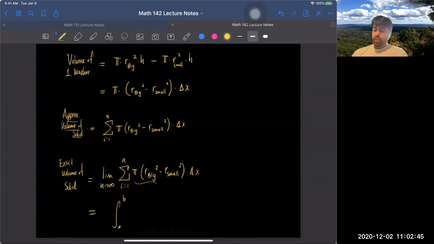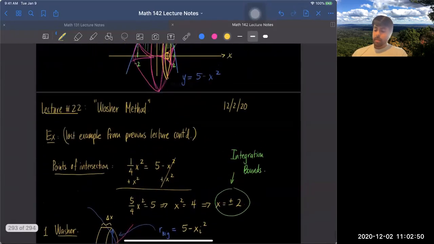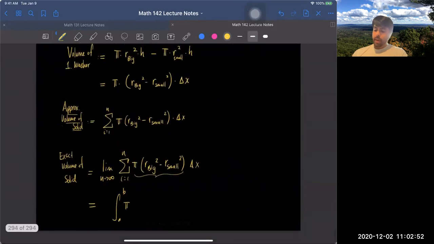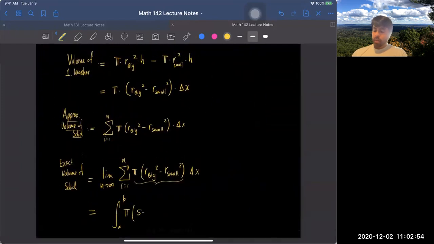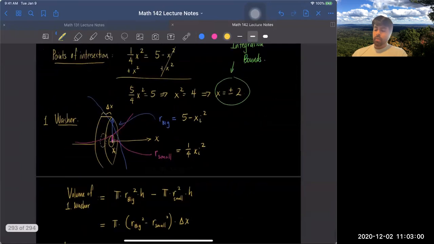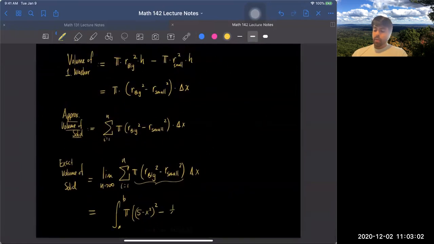This inside function is pi multiplied by r big. What's r big? R big was 5 minus x squared. So this is 5 minus x squared, squared, minus the radius of the smaller one, which is 1/4 x squared, squared. And this whole thing is dx. You see that?